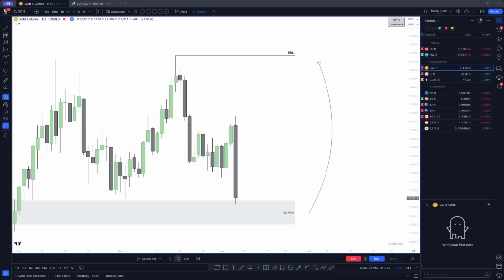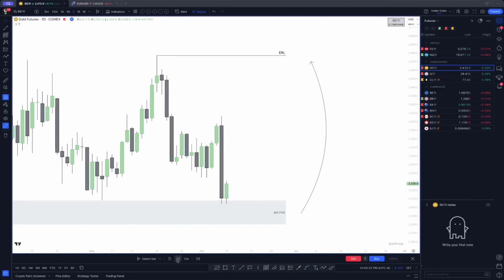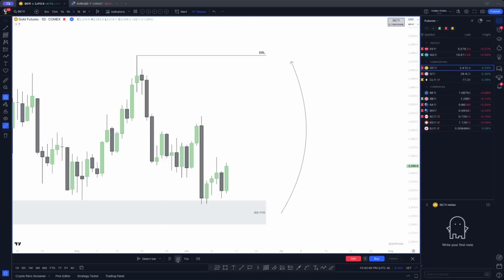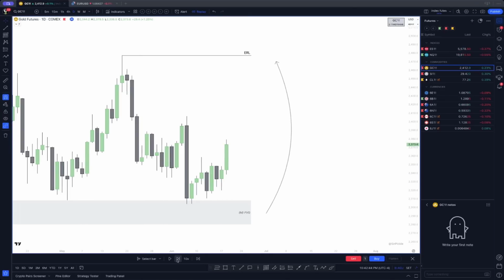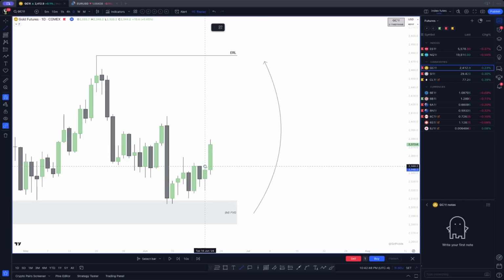There's that sting into the fair value gap, the monthly. And now all I'm looking for is a daily fair value gap displacing up. Remember, fair value gaps show intention. If we're lacking fair value gaps, that means there is no intention. As we move along forward in price right here, what you'll notice is that price fails to create any sort of daily fair value gaps. Right here, this looked very promising.